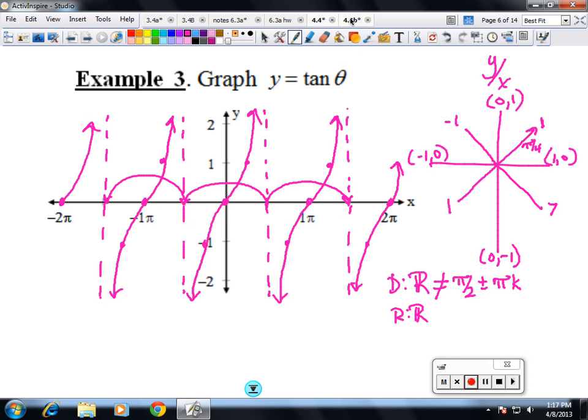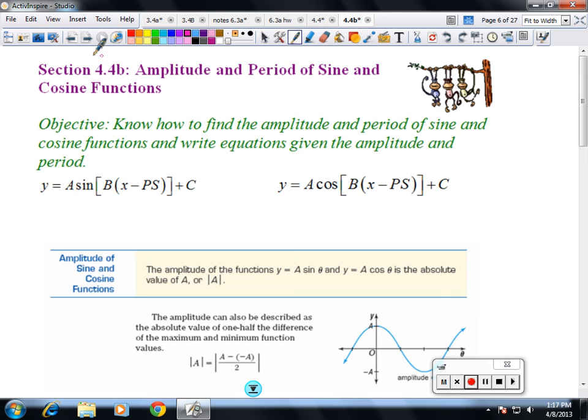And now we're going to go ahead and skip and start translating some. The amplitude is your distance above and below the graph. I have to sneeze. I'm going to pause it. Okay, I sneezed. Distance above and below the graph. And the amplitude is the absolute value of A.